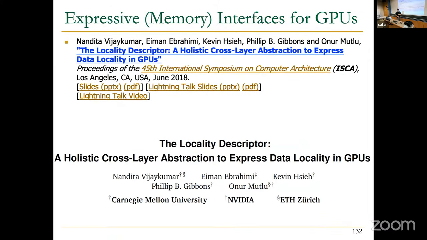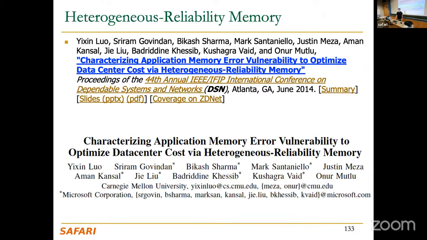Okay, and this is kind of a similar approach, but more focused on the operation on GPUs. Okay, any questions? No questions?